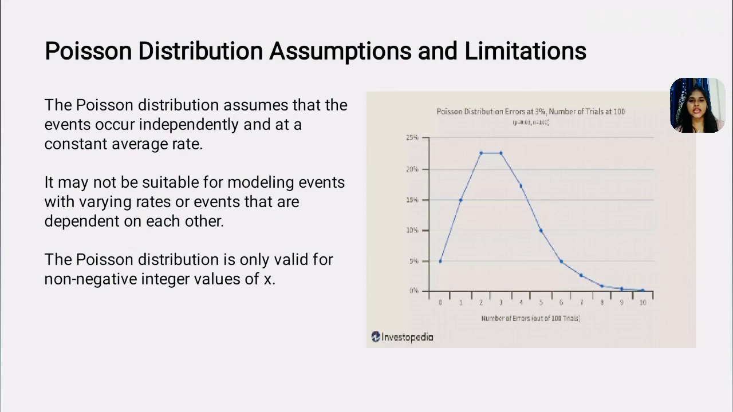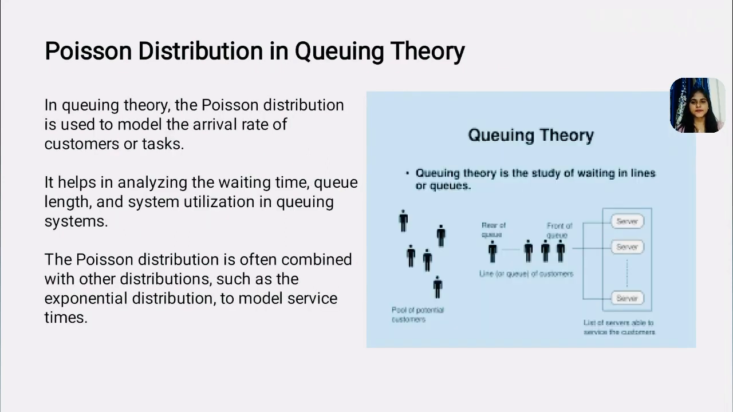Poisson distribution assumptions and limitations. The Poisson distribution assumes that the events occur independently and at a constant average rate. It may not be suitable for modeling events with varying rates or events that are dependent on each other. The Poisson distribution is only valid for non-negative integer values of x.